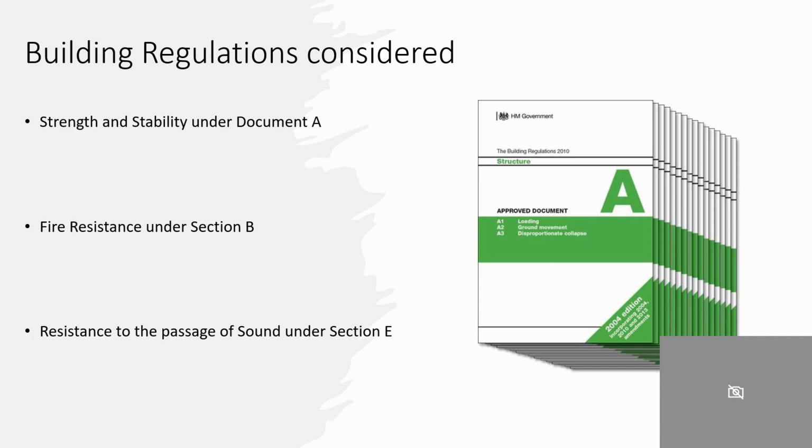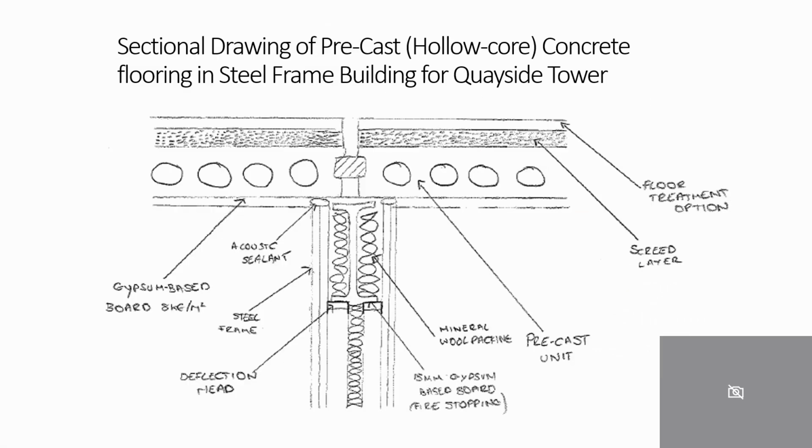And the resistance to the passage of sound under Section E. Due to the tenanted upper floors, it's important that the hollow core complies with all sound regulations, including impact, airborne and flanking transmissions. So on the slide attached, I've included a section drawing which I've illustrated to show the composition of the steel beam and how it's going to incorporate with the slab flooring I've used.